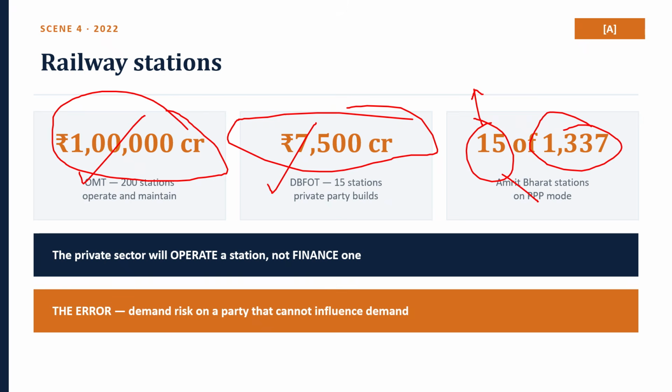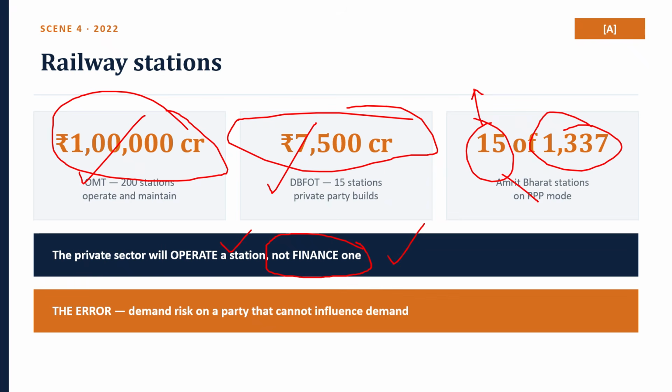After the stalled first generation of station DBFOTs, Indian Railways has concluded that the private sector will operate a station but is reluctant to finance one. That is the same greenfield versus brownfield pattern the survey identifies across the whole PPP program.